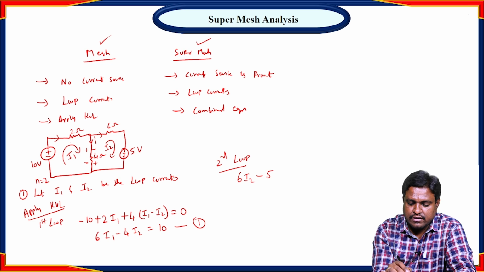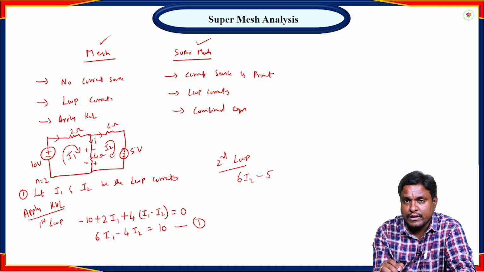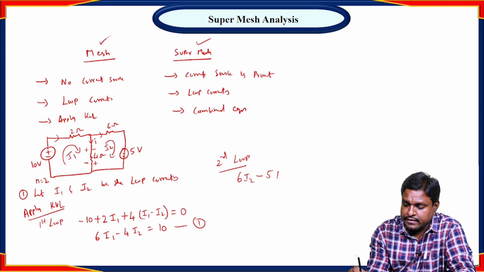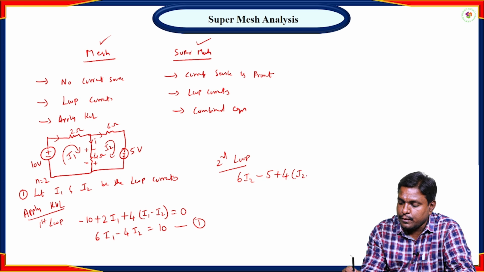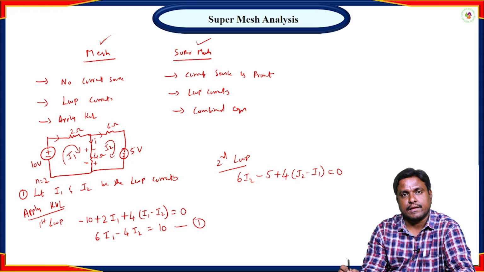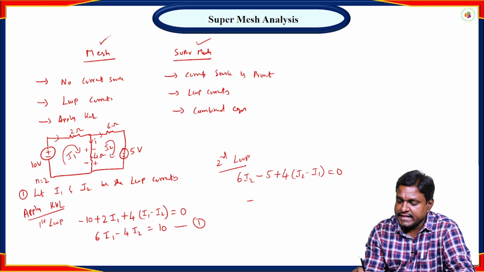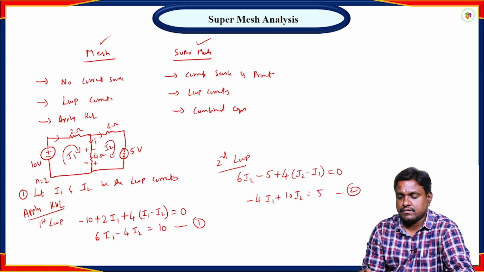So starting here, it is coming in this direction for the direction of the current, 6 into I2. Next, what is the starting potential? Minus 5. This is directly the voltage source, so I directly write the voltage. Next, with respect to the second loop, I2 is positive with respect to I1. So I get 4 into I2 minus I1 equal to 0. So I get the equation minus 4I1 plus 10I2 equal to 5. This is the second equation.